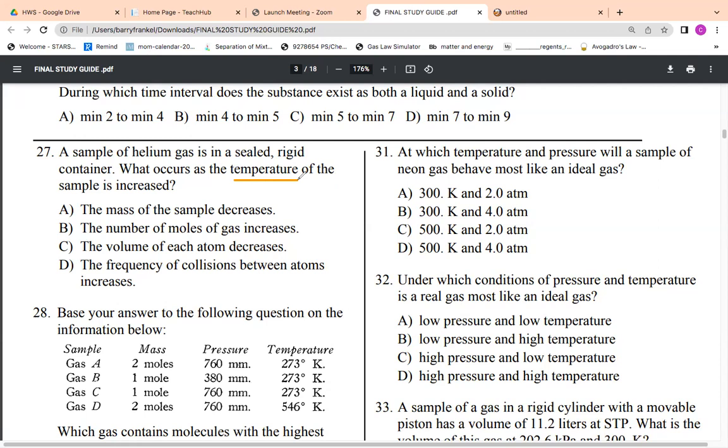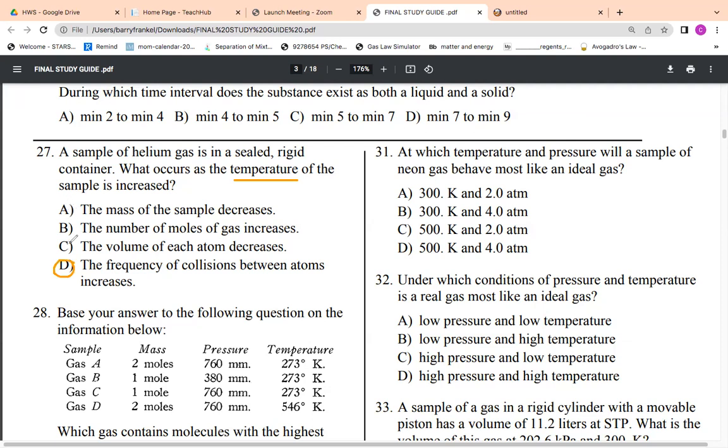So temperature is directly related to the speed of the particles, okay? So this means that things are going to start colliding into each other more frequently. You heat stuff up, stuff starts to move faster. The faster it moves, the more likely that there are going to be collisions. So the frequency, or the amount of collisions happening per second, increases. So we're going to want to go with choice D.